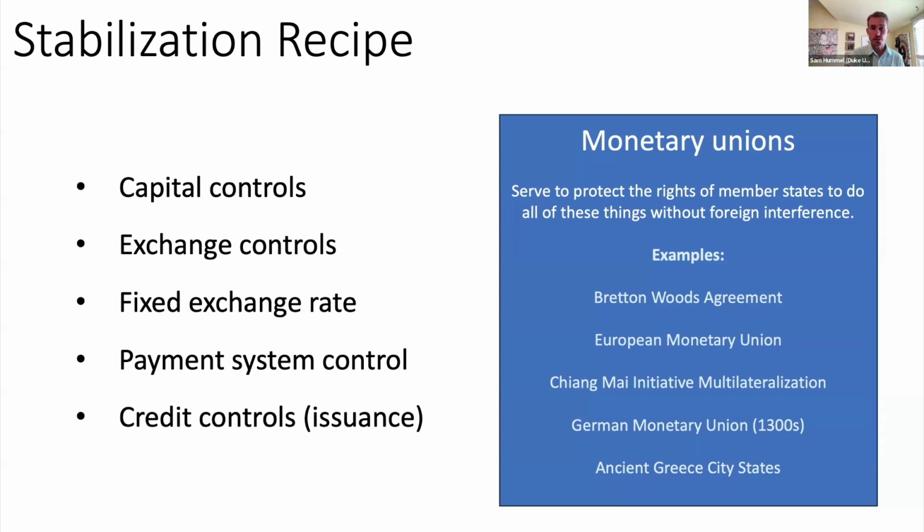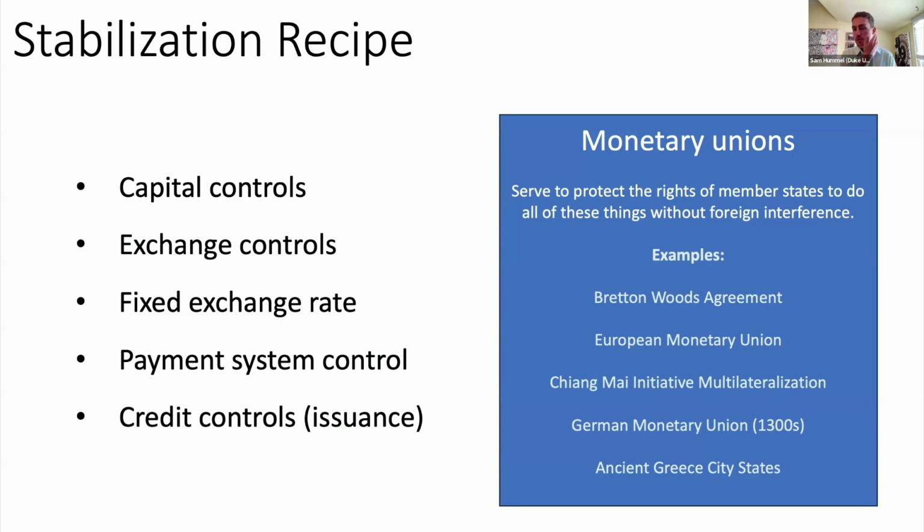Everything on the left of your screen is something that is almost always negotiated as part of the agreement of a monetary union. Take, for example, the Bretton Woods Agreement. And just to say, monetary unions are old. There's evidence of the ancient Greek city-states having these types of agreements. There's the German monetary union of the 1300s. And then you've got more recent things like Bretton Woods and the European Monetary Union that replaced it for European countries at least. There's an Asian initiative going in this direction called the Chiang Mai Initiative for Asian countries.